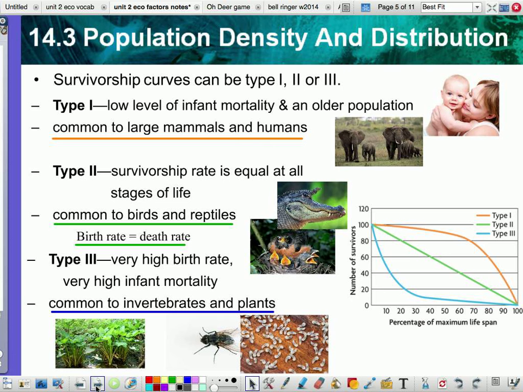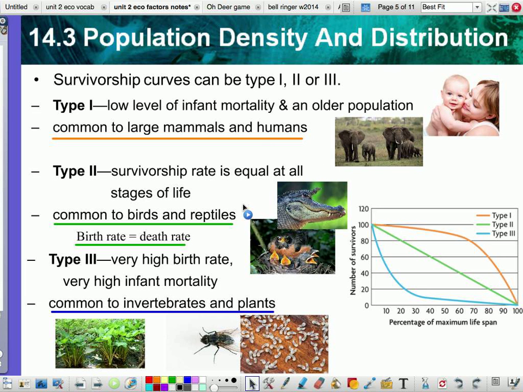If you are a type 1 organism with type 1 survivorship, you're in the category like what we are, humans. We nurture our young, we care for them, and we have good resources, so we tend to live long years. So you can see from the graph, the percentage of the life expectancy, we live a long time. Somewhere around 70 to 100 is where we start seeing individuals typically aging and dying off. Okay, elephants fall in that same category.